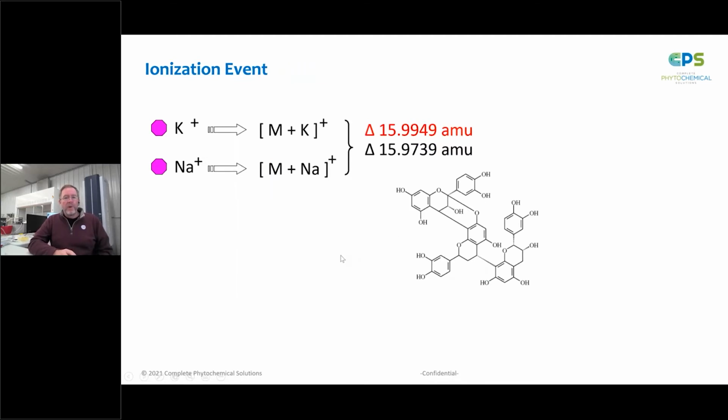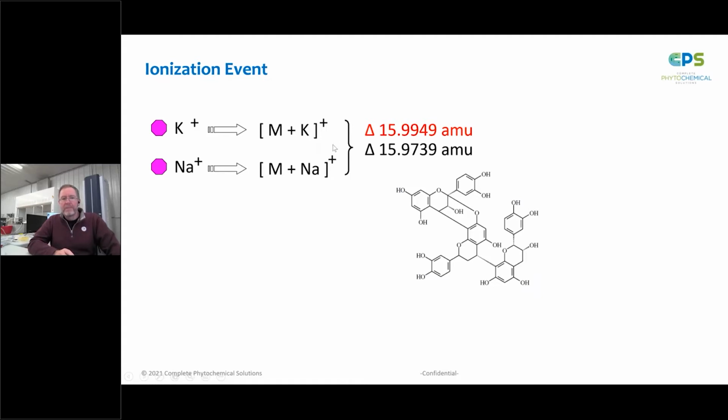So one really important thing to consider when looking at polyphenol chemistry is we know there is variability in the substitution of the ring structures. That can be different hydroxyl substitutions. We also know that this molecule can pick up either sodium or potassium.